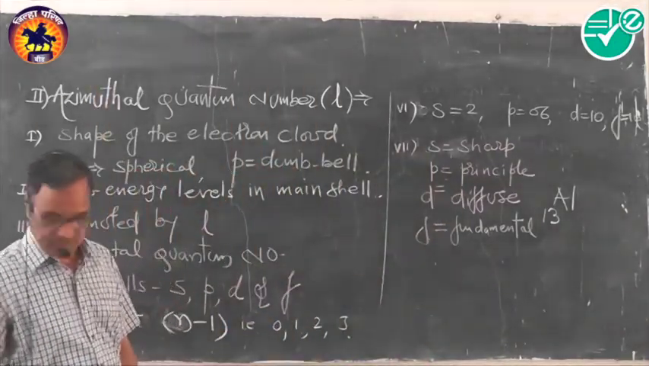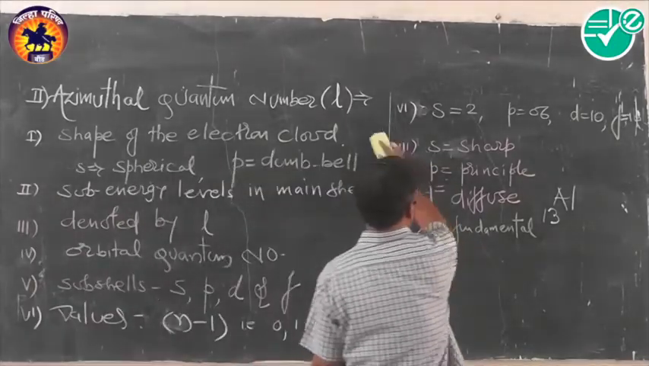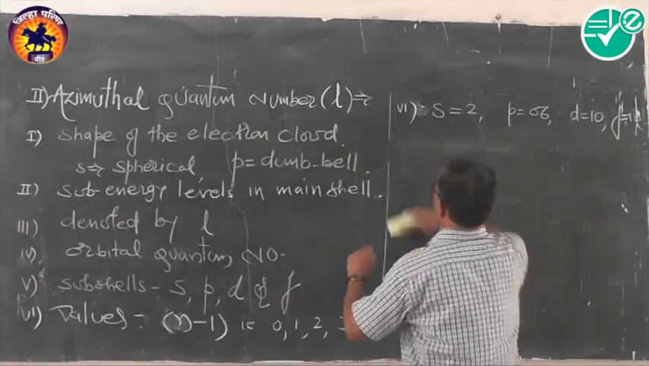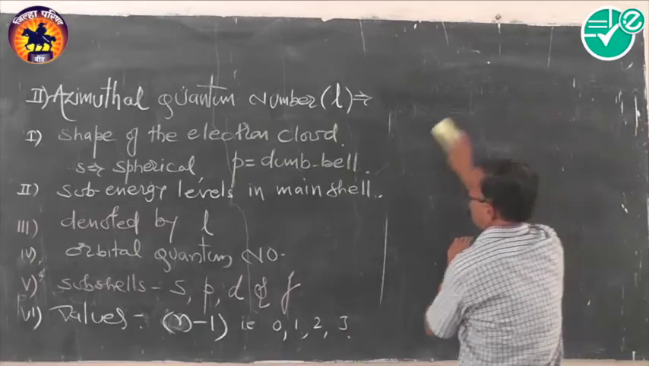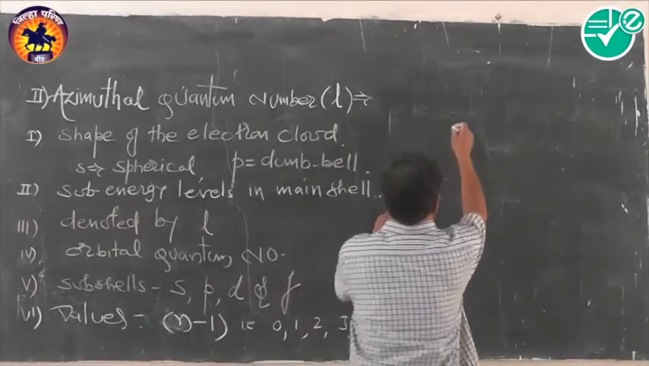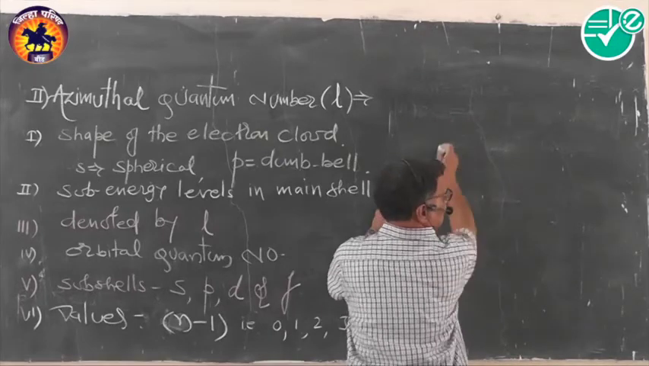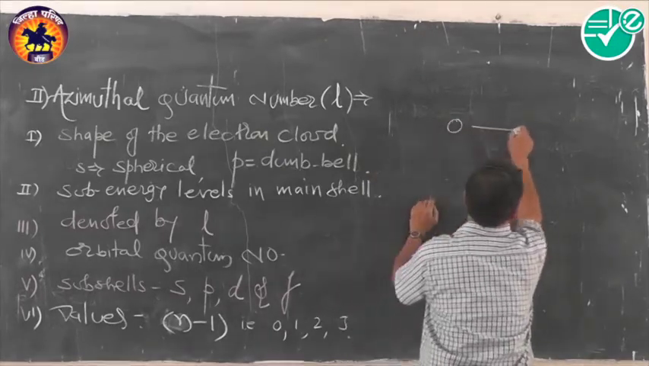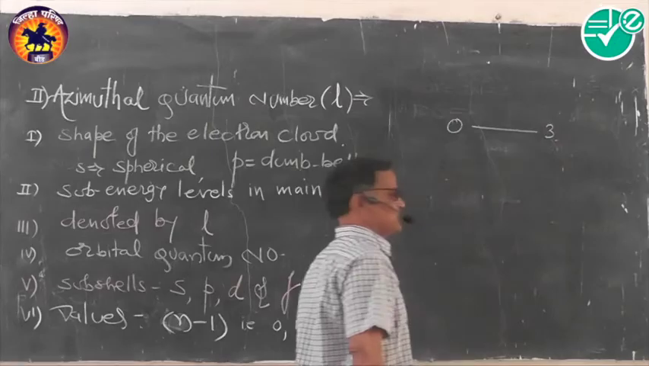azimuthal quantum number. The last point regarding this azimuthal quantum number is that the values of azimuthal quantum number lie between 0 to 3.